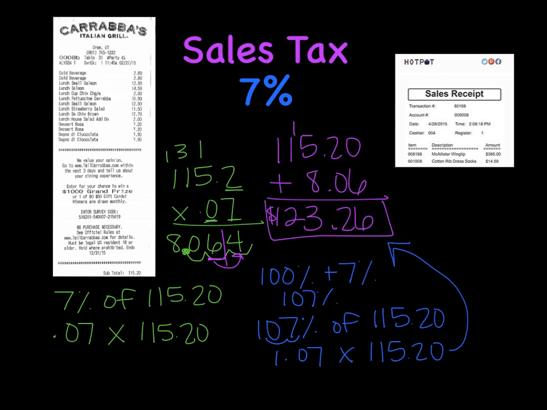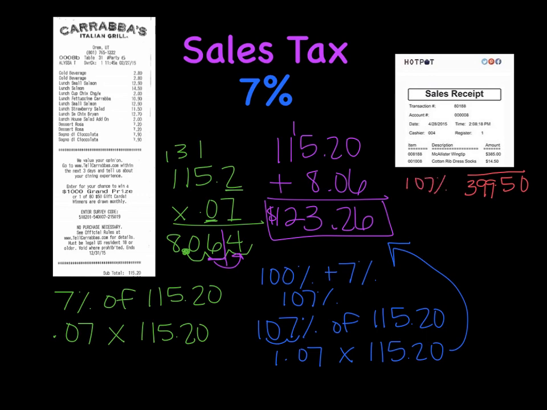All right, one more example. Look at the sales receipt over in the corner. If I total up my two items, I have a total of $399.50 at a sales tax rate of 7%. So I'm paying for the whole bill plus the 7% for a total of 107%.